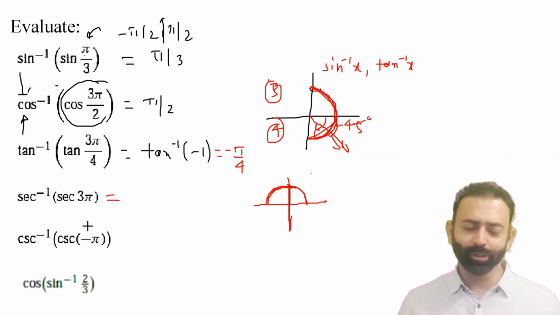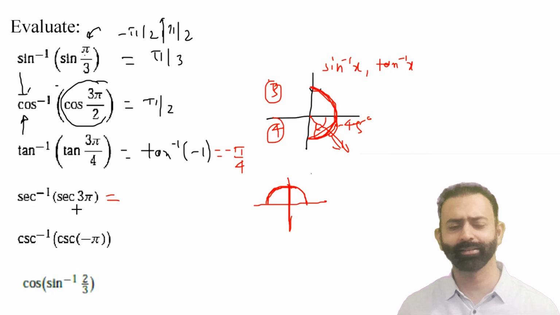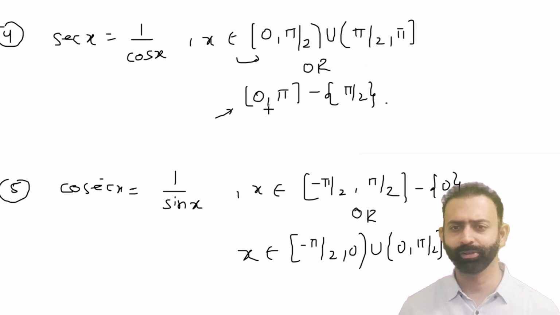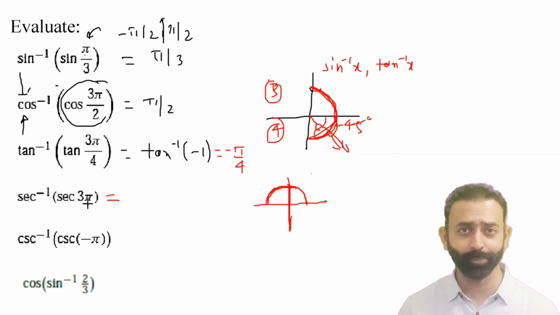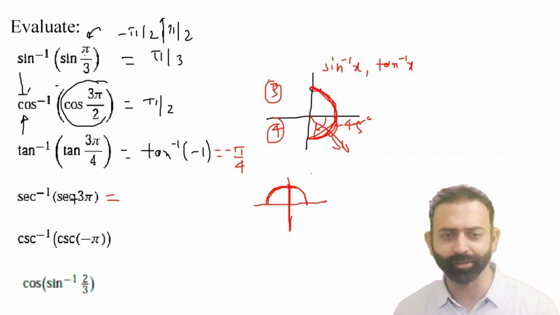Let us come to the fourth part, which is sec inverse of sec 3 pi. It says sec 3 pi. We cannot directly say that it is 3 pi. First, understand the domain for sec x. We restricted the domain for sec x like this, from 0 to pi excluding pi/2. But here the input is given as 3 pi. It is lying outside the domain. So first let us obtain the value of sec 3 pi.